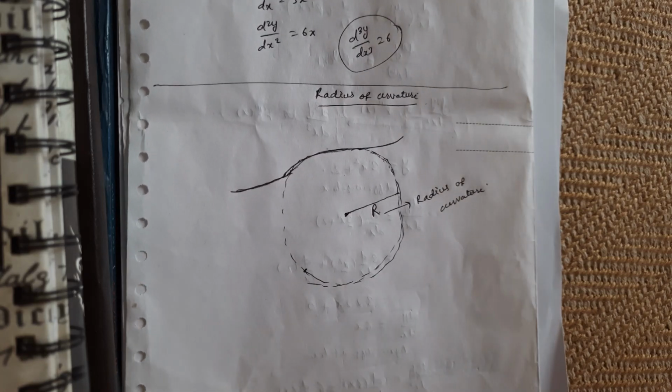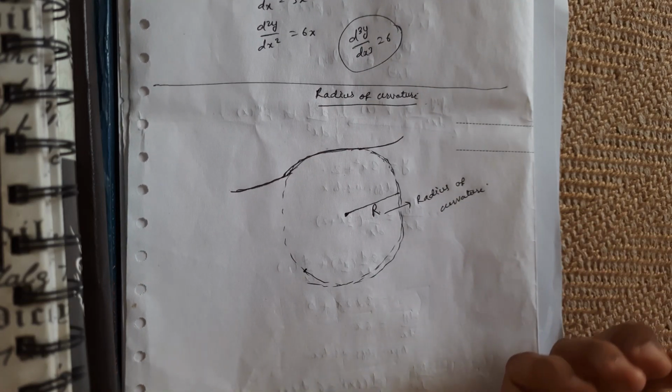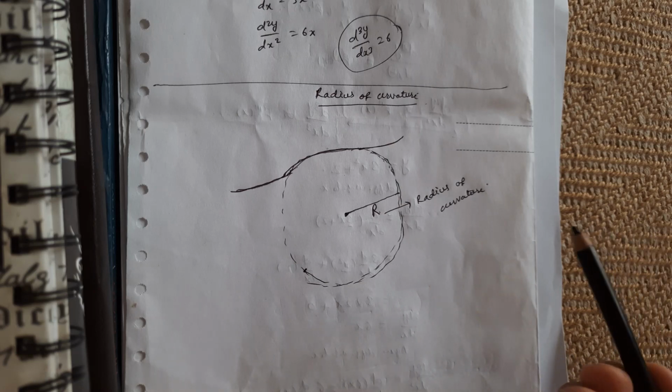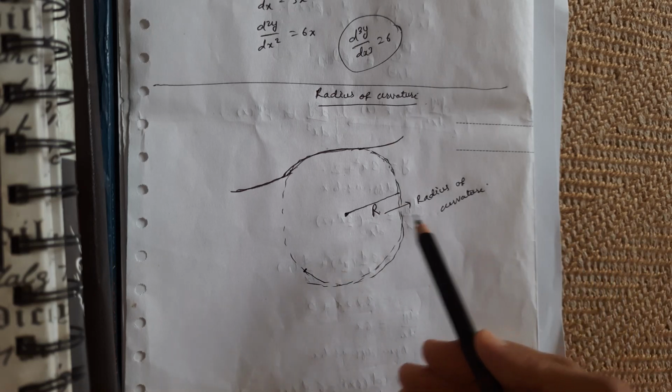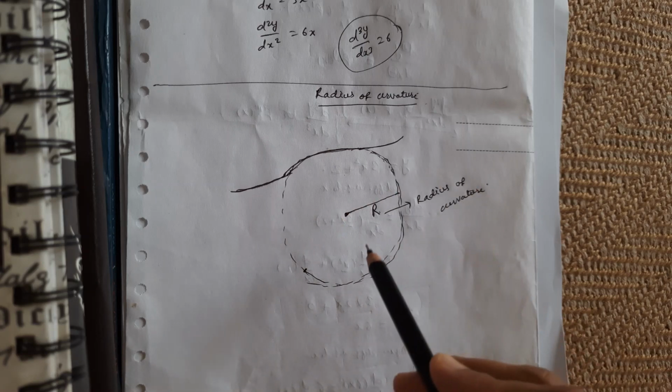Okay, so any bend or any curve you see, if we approximate that curve to a bigger circle, the radius of that circle is called the radius of curvature. Now why is this radius of curvature important? It is very, very important.